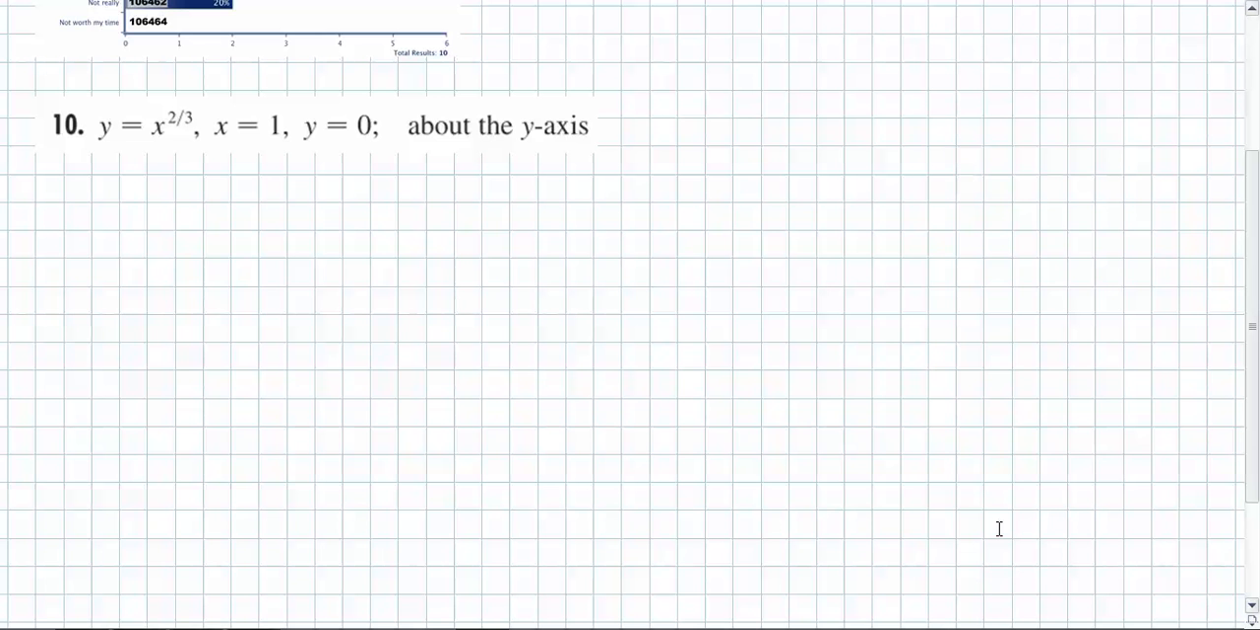Okay, so let's draw a picture here. So x to the 2/3. You're going from y. So does that hit the origin? It does. So it does hit the origin. That's nice.